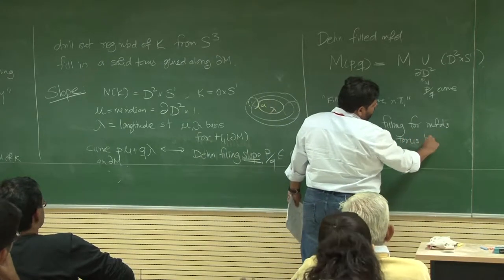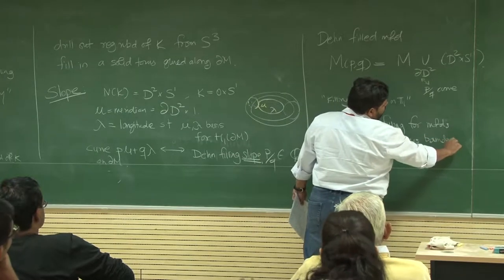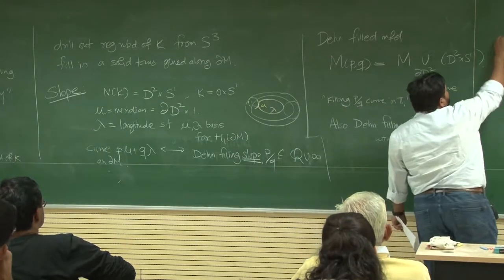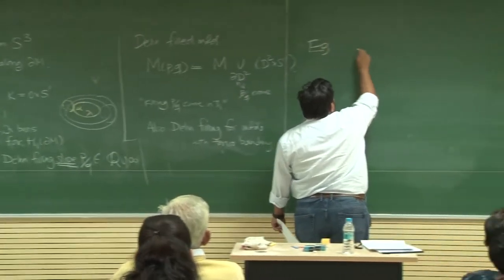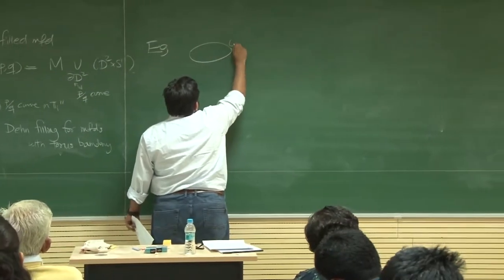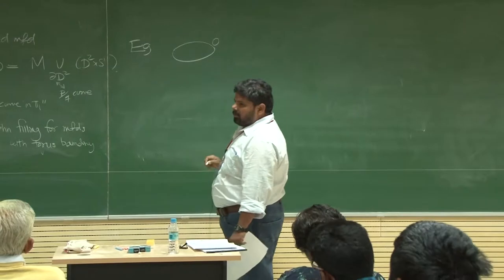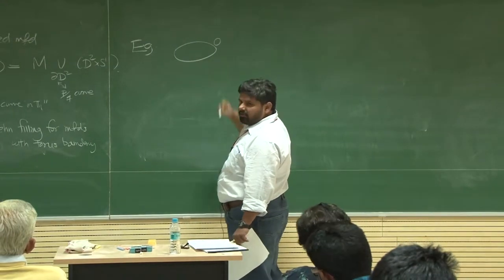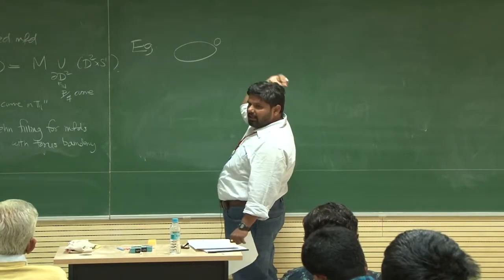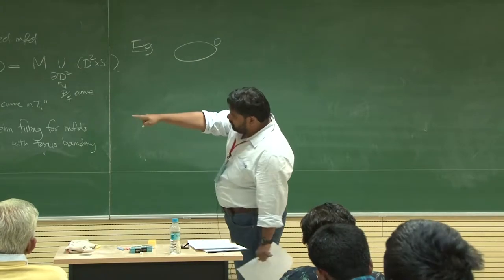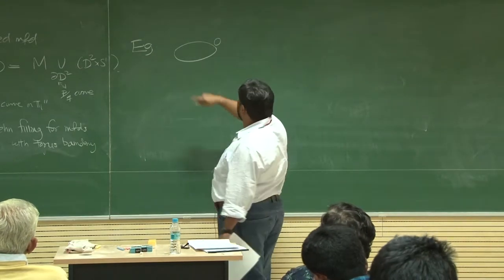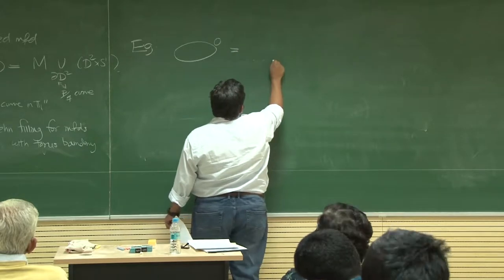Torus boundary. Many components, you can do this. So here is an example. Here is your unknot, and if you do a zero Dehn filling or a zero Dehn surgery, you're removing a solid torus and gluing it back, that's my basis for the unknot. Then you get some manifold.